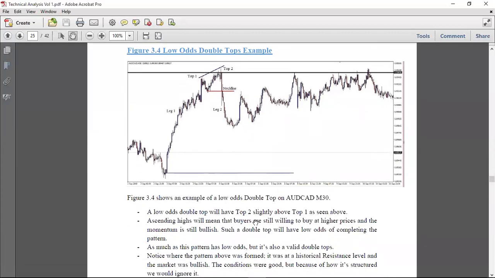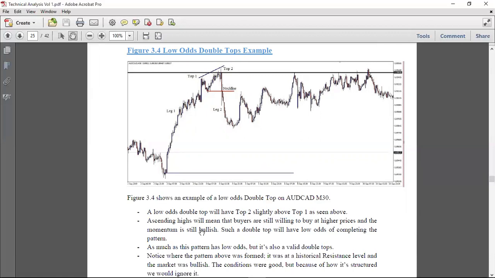A low odds double top will have top two slightly above top one. So if you have top two slightly above top one, that's an example of a low odds double top. Ascending highs mean that buyers are still willing to buy at high prices and the momentum is still bullish. Such a double top will have low odds of completing the pattern. So if buyers are still willing to buy, then chances are it's not going to go down. It might go down for maybe a short time, then start to consolidate or maybe continue in the previous trend.